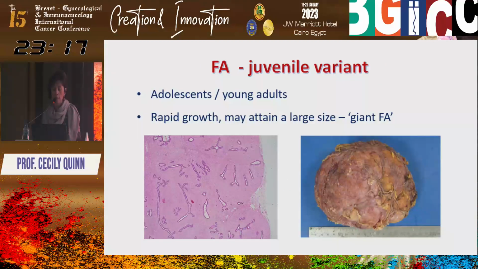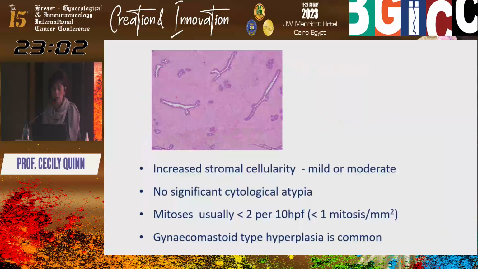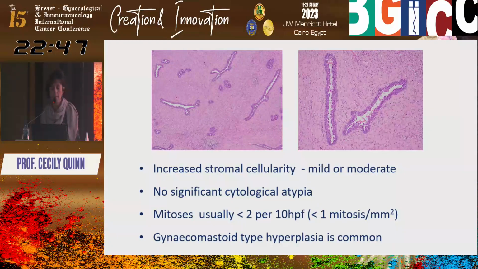The juvenile variant of fibroadenoma is uncommon. It occurs in adolescents and young adults. However, it's characterized by very rapid growth, and it may get to a very large size, and it's often called a giant fibroadenoma. Now again, you see increased stromal cellularity, no significant atypia, usually not mitotically active, but that's not an absolute. Sometimes we do see mitoses, and we often see gynecomastoid type hyperplasia.